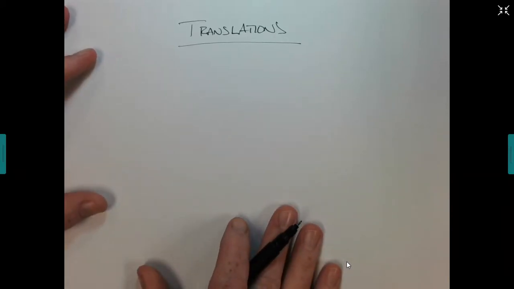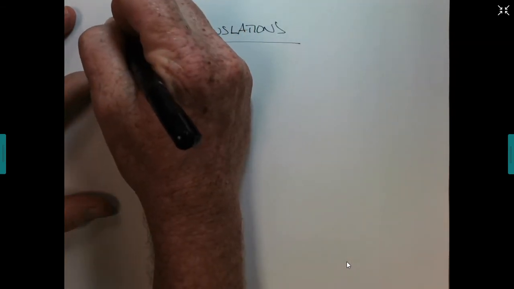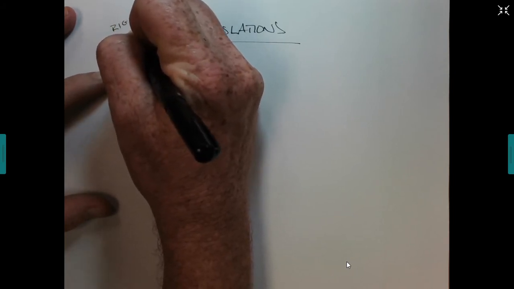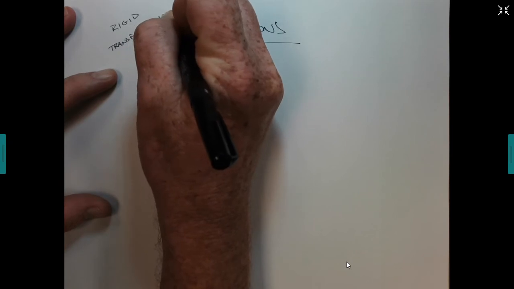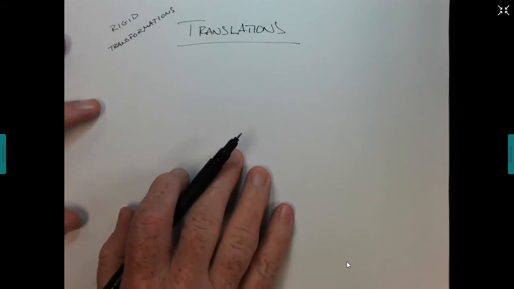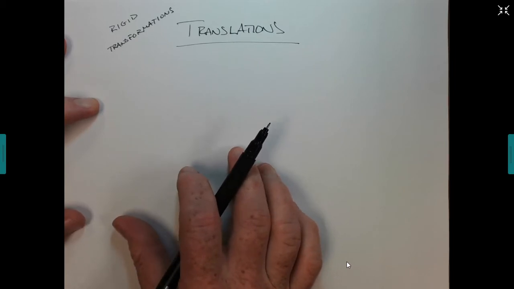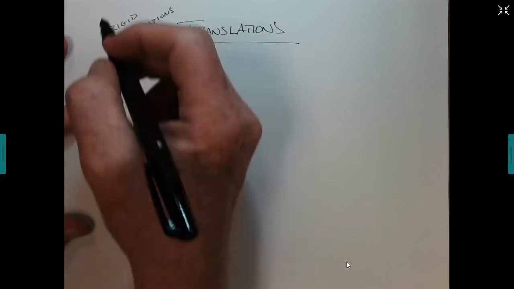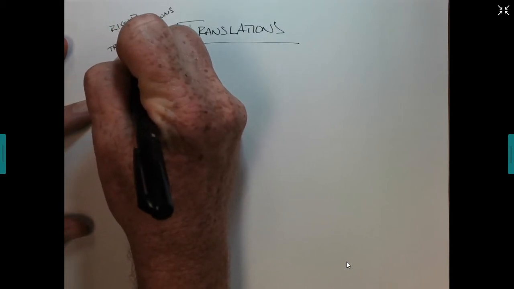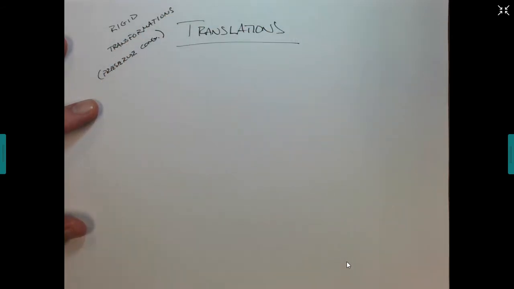All right, guys, let's take a look at some translations. Translation is under our unit referred to as rigid transformations. So by rigid, it means we're going to transform an object, but without changing its size or shape. We're going to maintain or preserve congruence. All right, so these rigid transformations are going to preserve congruence.